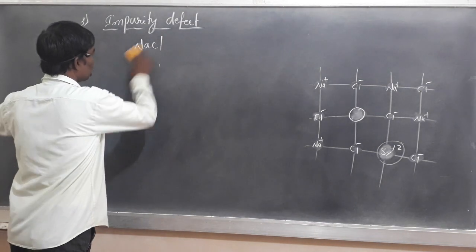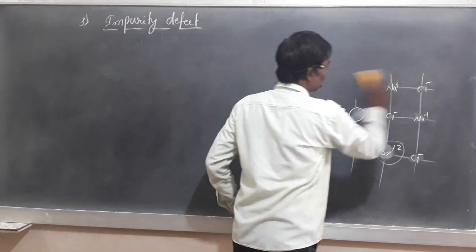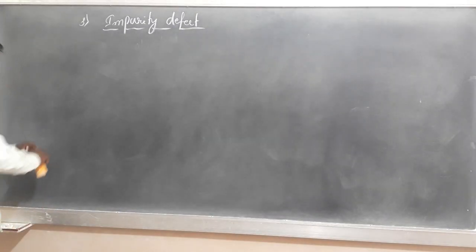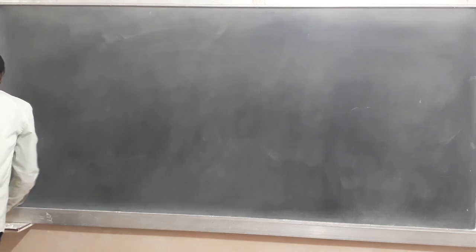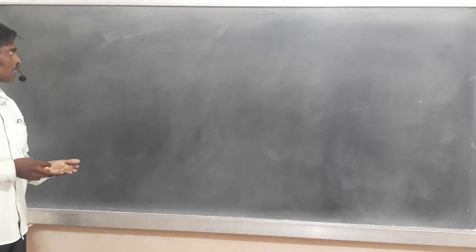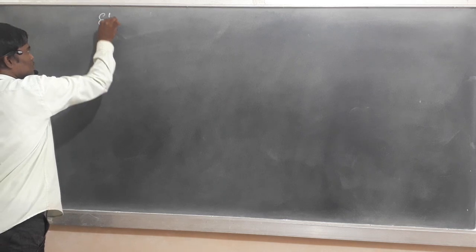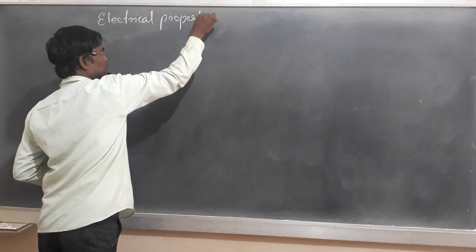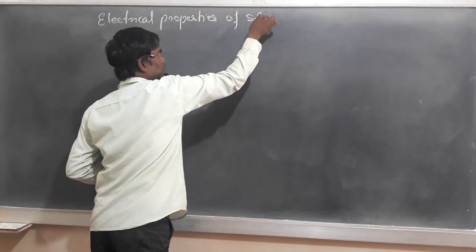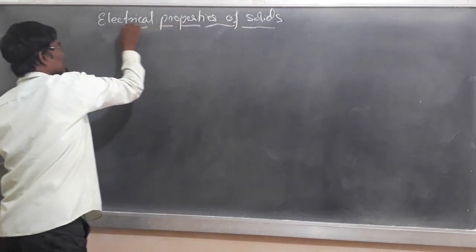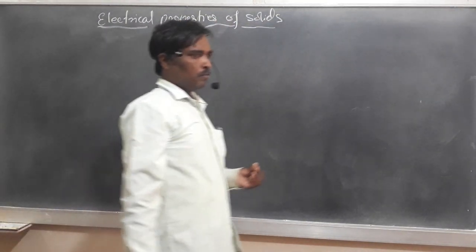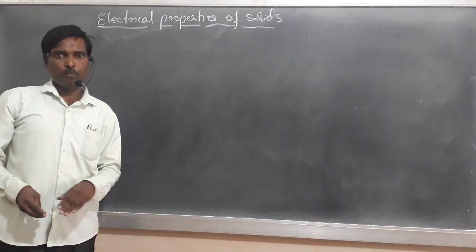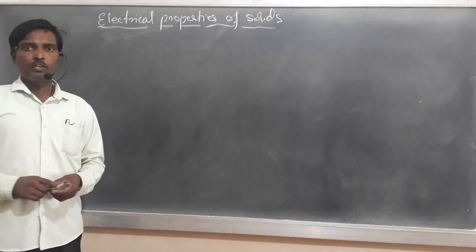Now students, this is all about the defects or imperfections in solids. And the next topic is the electrical properties of solids. Again, we classify the solids based on their electrical properties. So solids are classified into three types.